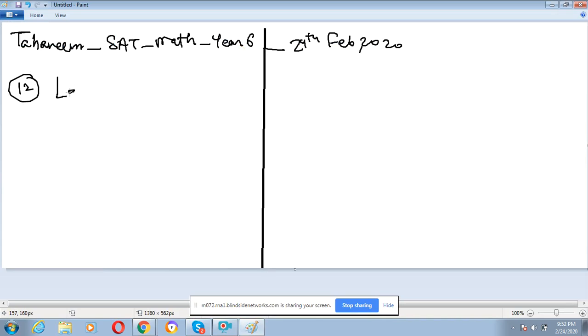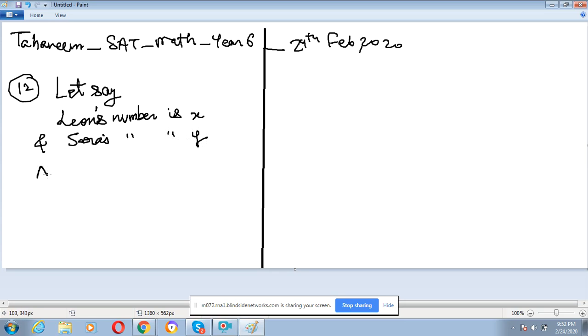Let's say Leon's number. We don't know Leon's number, we don't know Sarah's number. So in mathematics, whenever we don't know anything, we assume it as X and Y. So let's say Leon's number is X and Sarah's number is Y. Okay?